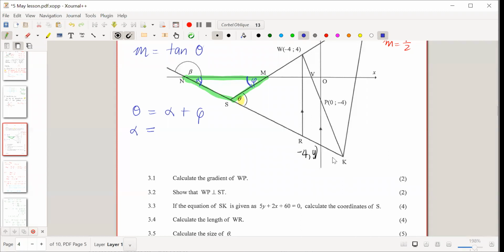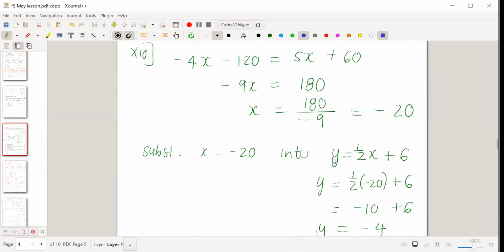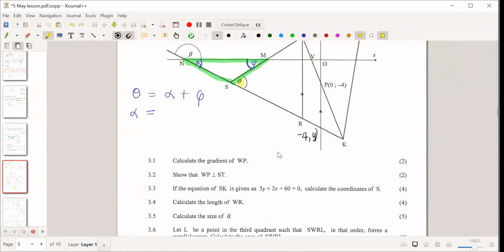We've got the gradient of SK. What is the gradient of this line SK? Let's go to our calculations. I think we've got it here. The gradient is minus 2 over 5. Do we all see that? The gradient of the equation of SK, the gradient for that straight line is minus 2 over 5. Right, so the gradient of SK equals negative 2 over 5.